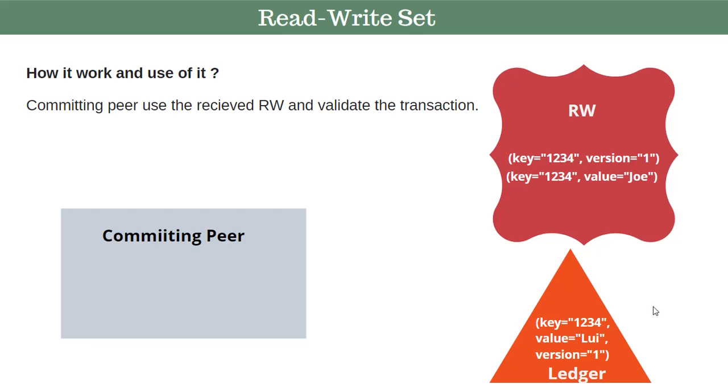Okay, if the version is matching, like here we have one, here we have one, so it is matching, that means your transaction is valid. Then it will take this write set and update its ledger. In case the version is not matching, it will reject this transaction, because for a transaction to validate, the version has to match in the read and write set and your ledger.